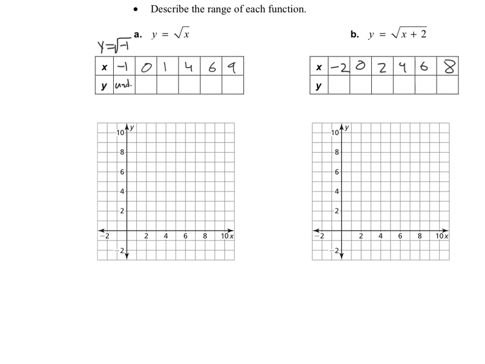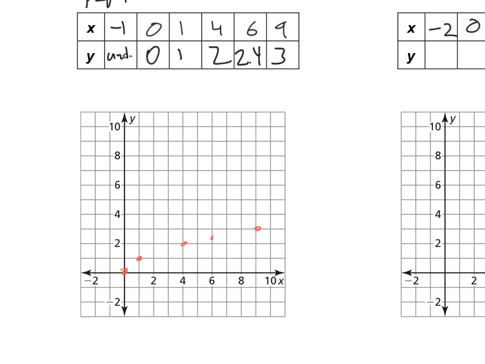Okay, hopefully you graphed them there and got something. I don't know if you use these numbers or not, but the square root of 0 is 0. Square root of 1 is 1. Square root of 4 is 2. Square root of 6 gives about 2.4, and this is 3. So if we plot those points, we get something like this. Okay, and so we get these points right here.